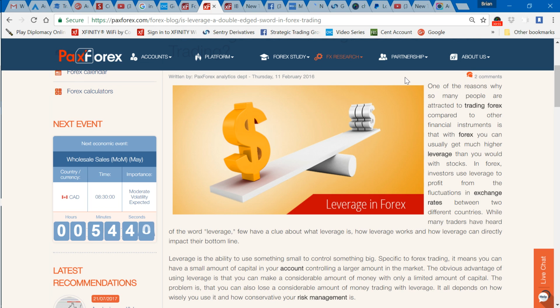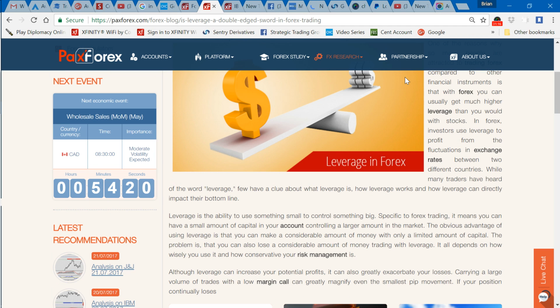Leverage is the ability to use something small to control something big. Specifically to Forex trading, it means you can have a small amount of capital in your account, controlling a large amount in the market. The obvious advantage of using leverage is that you can make a considerable amount of money with only a limited amount of capital. The problem is that you can also lose a considerable amount of money trading with leverage. It all depends on how wisely you use it and how conservative your risk management is.